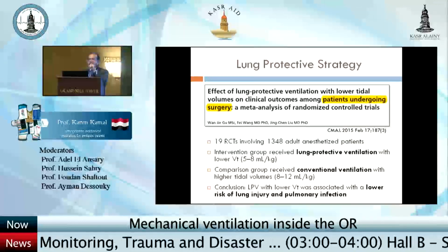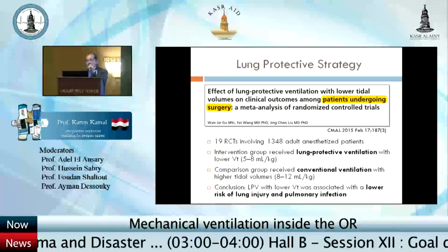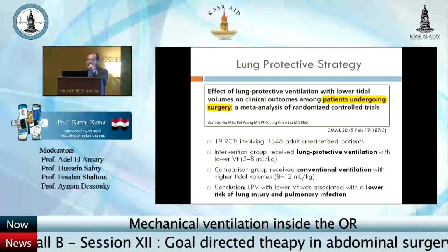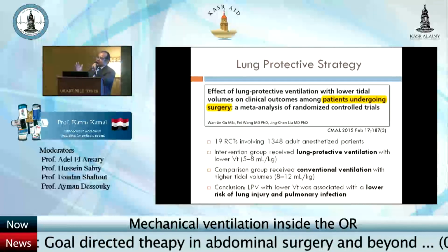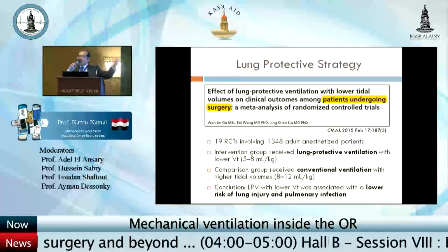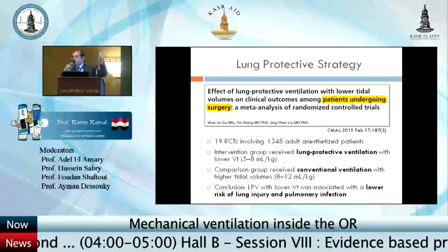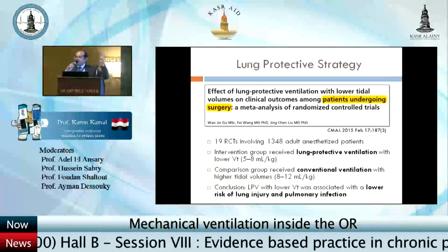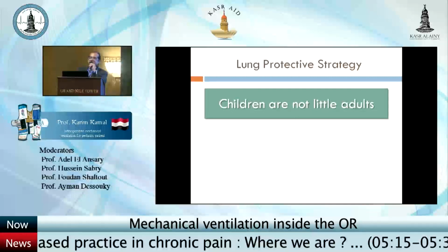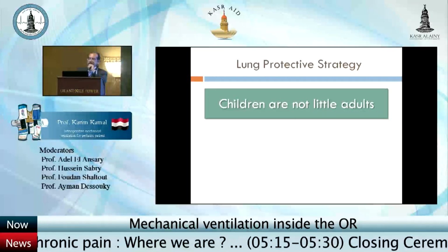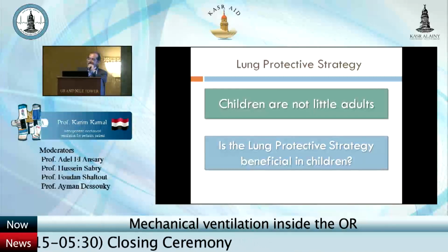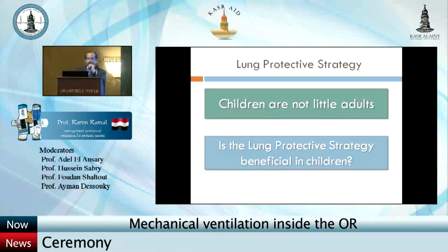The conclusion was that lung protective ventilation with lower tidal volume was associated with a lower risk of lung injury and pulmonary infection. So lung protective ventilation supposedly works in other patients, whether critically ill with ARDS or acute lung injury, as well as anesthetized adult patients. But here we come to the same question. Children are not little adults. Does lung protective strategy benefit the child as well as the adult?